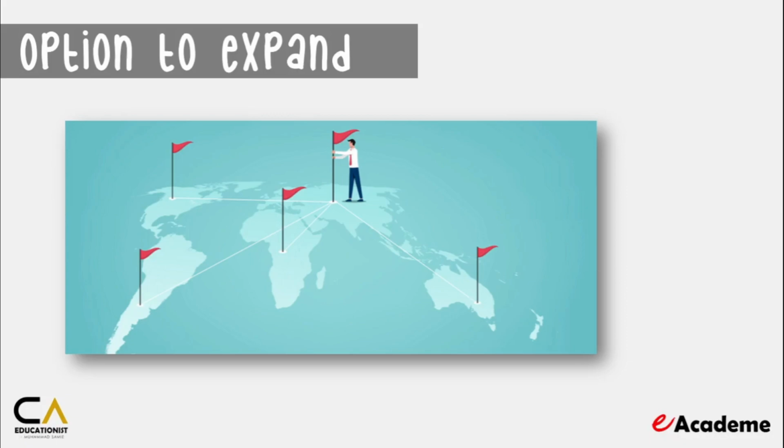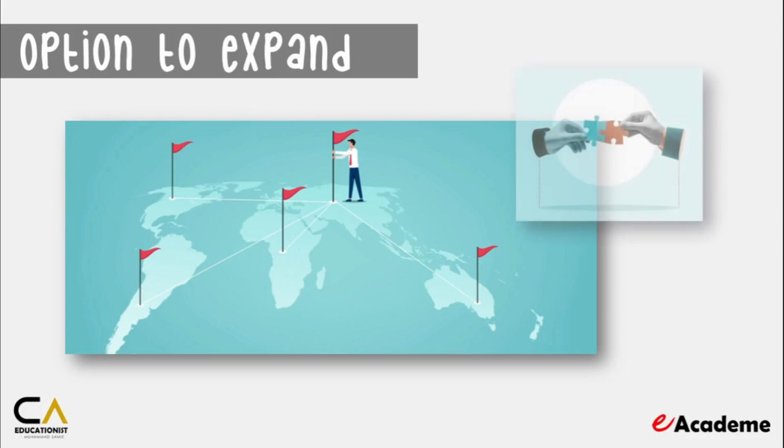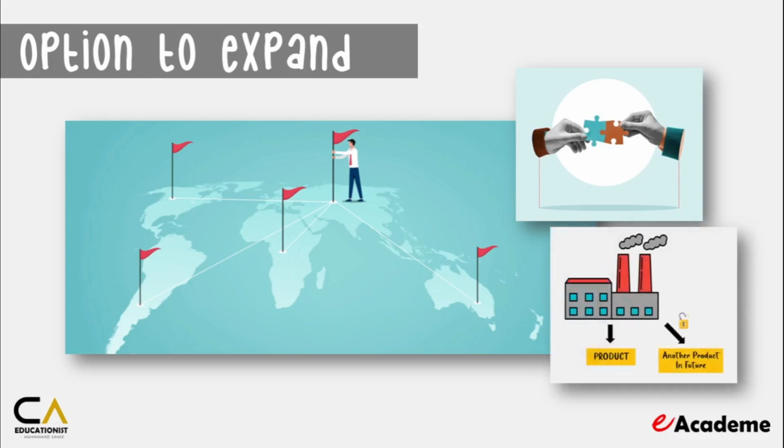For example, if establishing a manufacturing plant in a new industry leads to possibilities for mergers and acquisitions or joint ventures in future, the project provides a real option to expand. Likewise, if installing a new manufacturing facility to produce a certain product unlocks a possibility to produce another product in the future, this project also provides an option to expand.